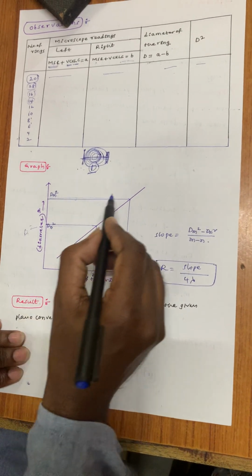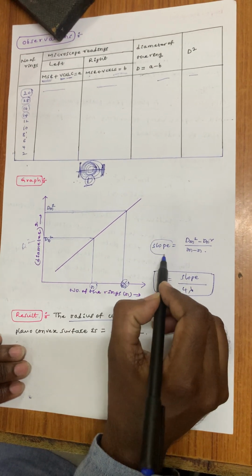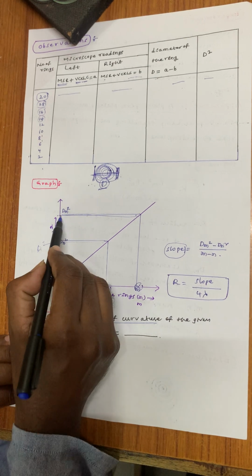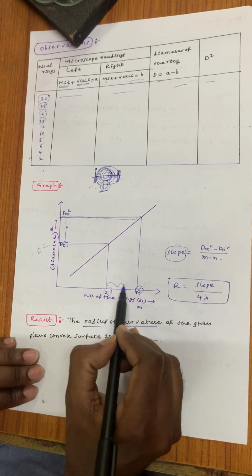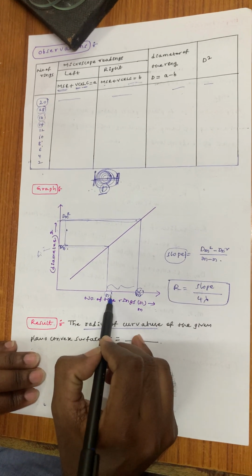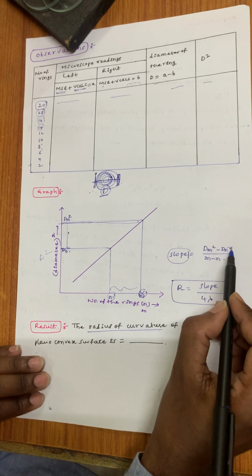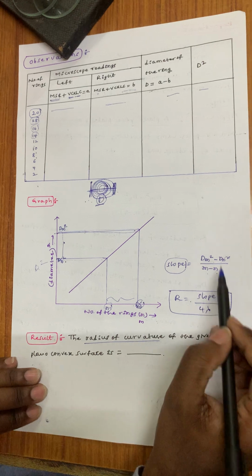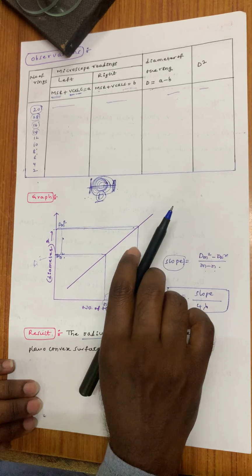Now you come to find the slope. Slope is equal to y2 minus y1 divided by x2 minus x1, that is, dm square minus dn square divided by m minus n. So how do we calculate? What is our ultimate goal?